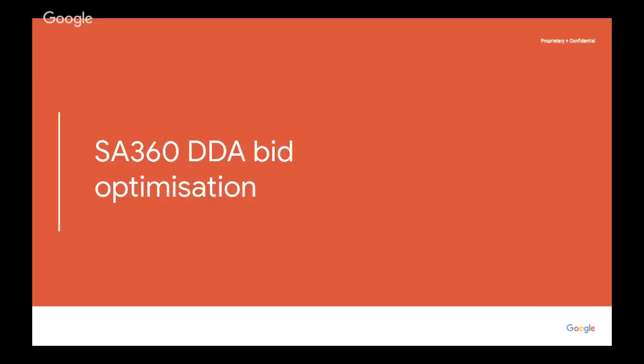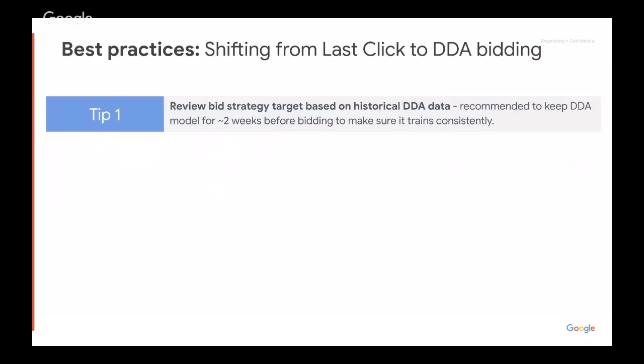Cool. So now that we talked about the DDA creation, let's quickly go into how to actually make this data actionable through bidding. There's a couple of tips that we recommend when you use DDA models in the bidding. One is, don't simply create the model, wait 24 hours after it's ready to use, and then put it straight away into a bidding strategy.